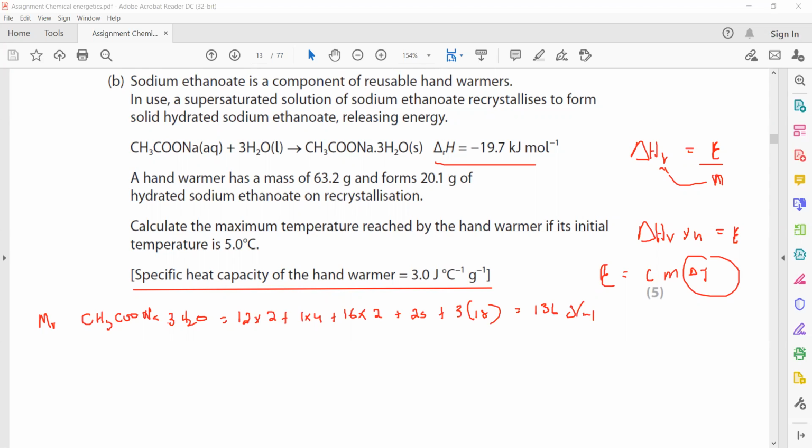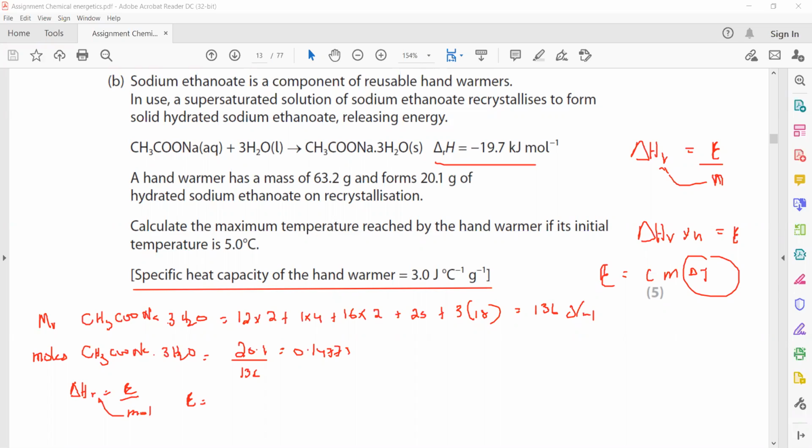Then the moles of hydrated sodium ethanoate: moles equal mass in gram divided by molar mass. The mass in gram for hydrated is 20.1, and the molar mass is 136, so the moles will come out as 0.14779. And we know enthalpy change equals energy divided by mole, so the energy released will be the moles multiplied by the enthalpy change.